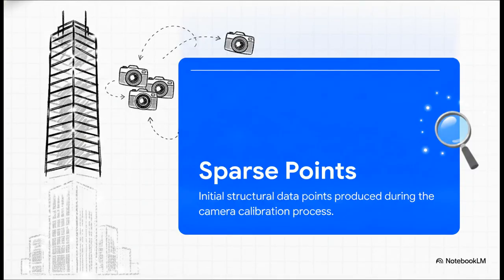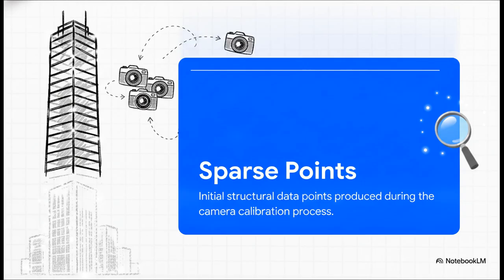Let's break down Step 1, which starts with initializing from sparse points. When a construction crew builds a skyscraper, they don't just start pouring concrete into the air. They construct a skeletal scaffolding first. Sparse points are that exact scaffolding. When you capture a scene with photos, standard industry software, specifically a highly popular tool called COLMAP, performs a process called structure from motion, or SfM. What SfM does is look at how specific pixels move between your different 2D photos to reverse engineer and calculate the exact 3D position of the camera for each and every shot.